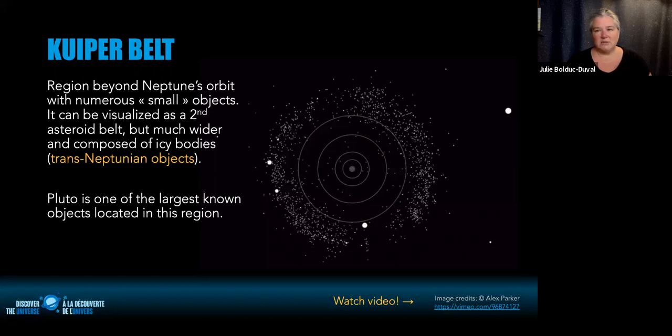We tend to say asteroids are rocky objects. Trans-Neptunian objects, those objects are beyond the orbit of Neptune in the Kuiper belt and beyond. They have a lot of ice in them, just like Pluto, for example. And Pluto is one of the largest known objects located in this region.